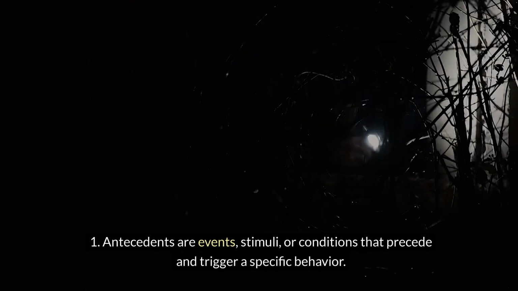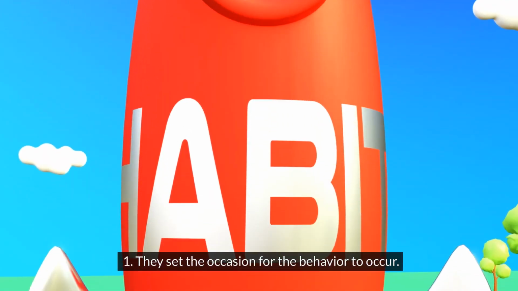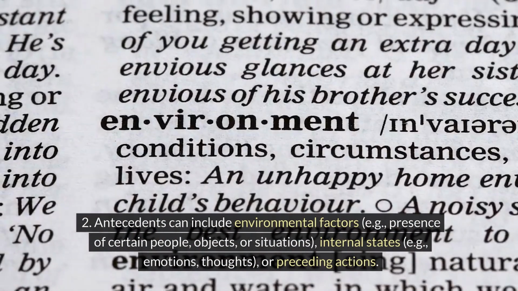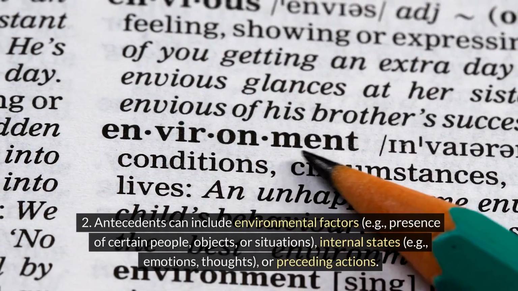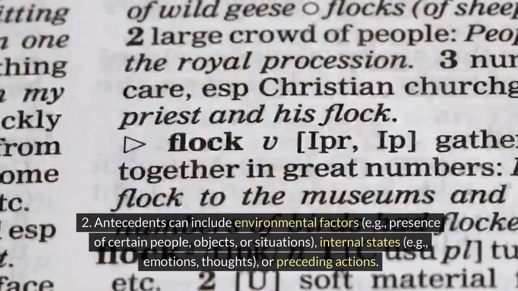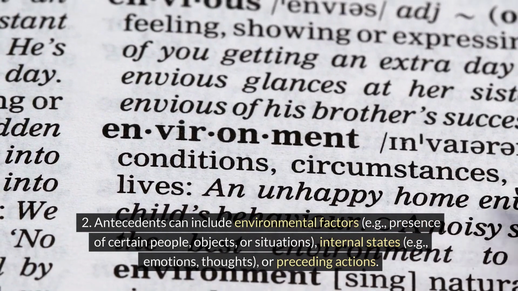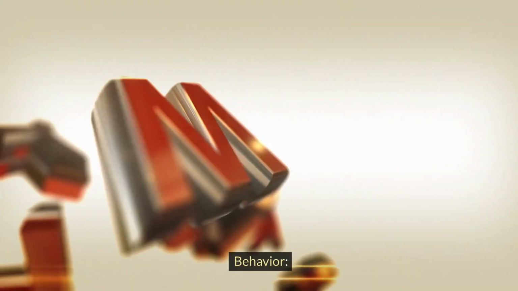Components of functional analysis. Antecedents. 1. Antecedents are events, stimuli, or conditions that precede and trigger a specific behavior. 2. They set the occasion for the behavior to occur. 3. Antecedents can include environmental factors, for example, presence of certain people, objects, or situations, and internal states, for example, emotions, thoughts, or preceding actions.